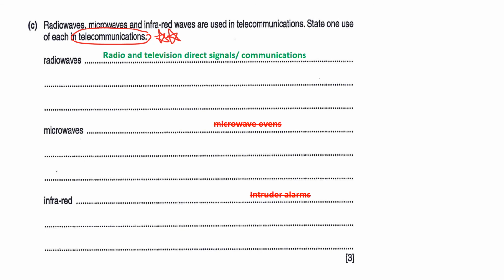So for radio waves, they're used for direct radio and television signals or communications. For microwaves, it is something that we have been revising at the beginning of the video as well, which is in satellite communications. For infrared waves, it will be used in remote controllers for television sets.